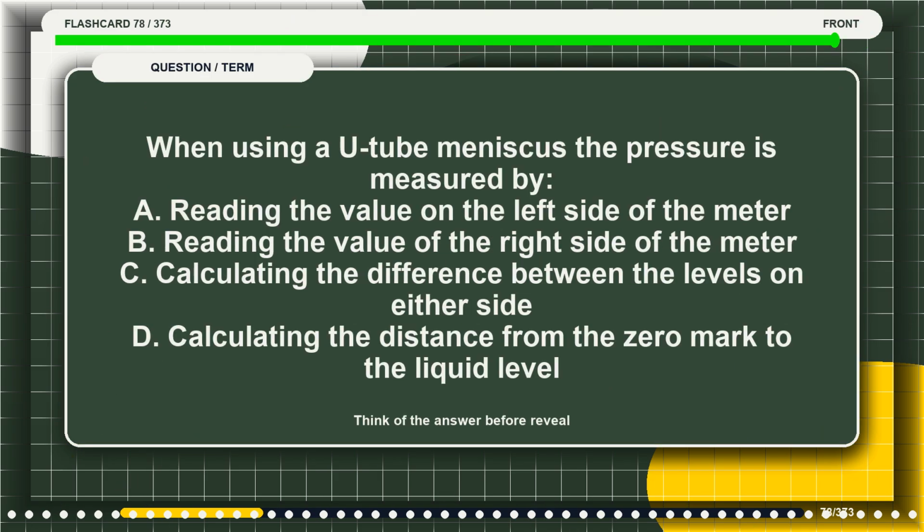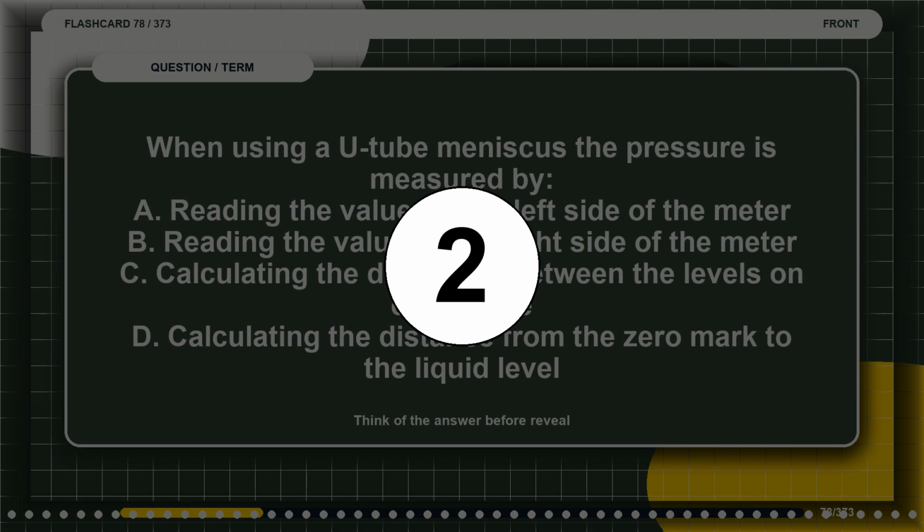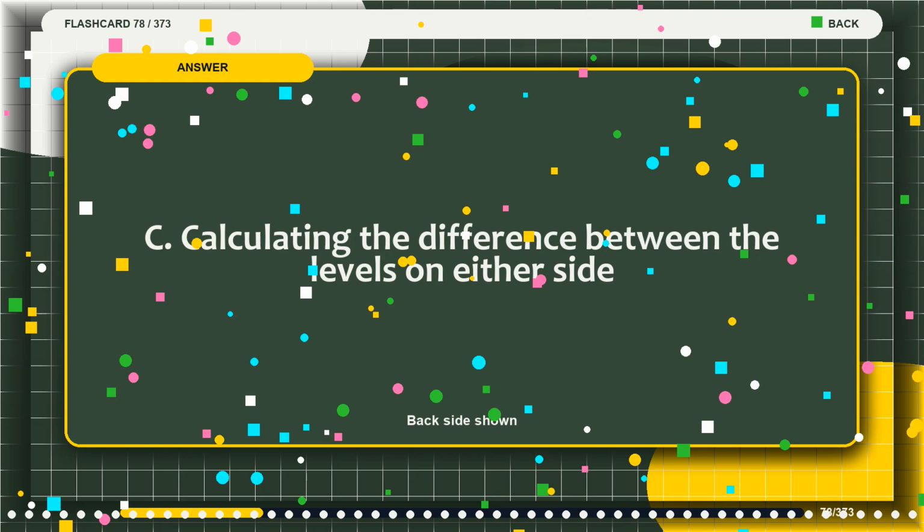Flashcard 78. When using a U-tube meniscus, the pressure is measured by A. reading the value on the left side of the meter. B. reading the value of the right side of the meter. C. calculating the difference between the levels on either side. D. calculating the distance from the zero mark to the liquid level. Think of the answer before the reveal. The answer is C. calculating the difference between the levels on either side.